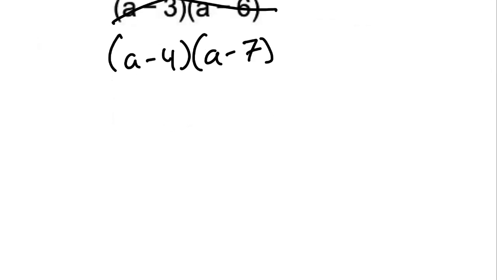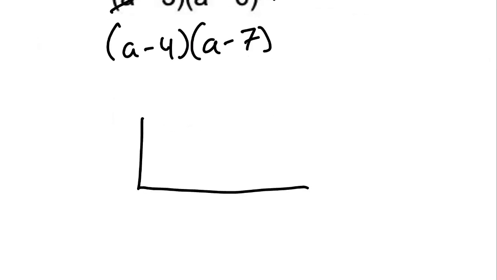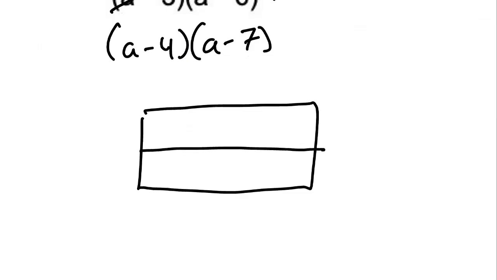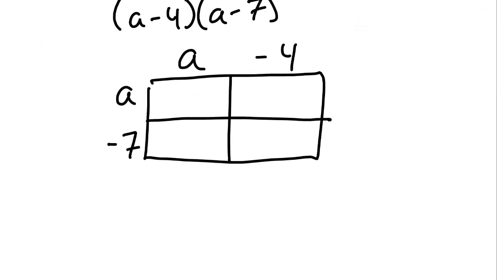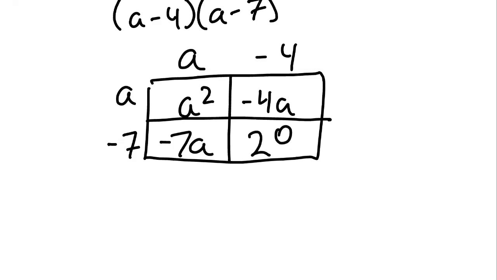So now we're just gonna do the box again. (a − 4)(a − 7). And we're just gonna multiply. Eventually you'll start to see the pattern. A times a is a squared. A times −7, which is the bottom left hand, is −7a. A times −4 is −4a. And then −4 times −7 gives us 28.